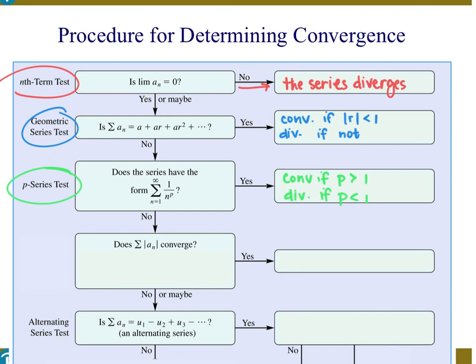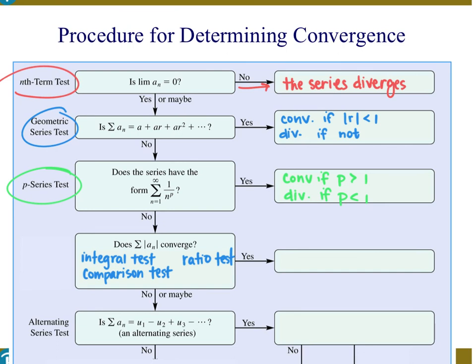If it's not a p-series test, then we move on to, does it converge absolutely? Can I use my absolute value? All right, so then we can check lots of these. We can check the integral test. We could check a comparison test. We can check the ratio test. All of those have their own requirements.